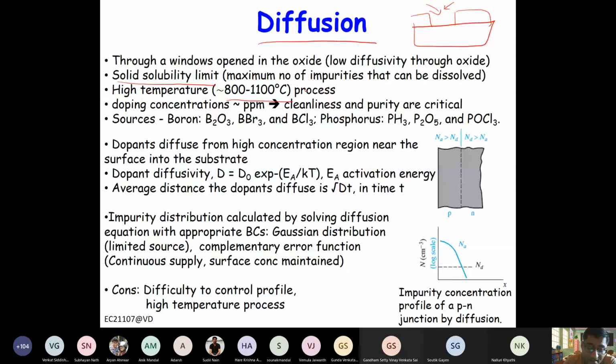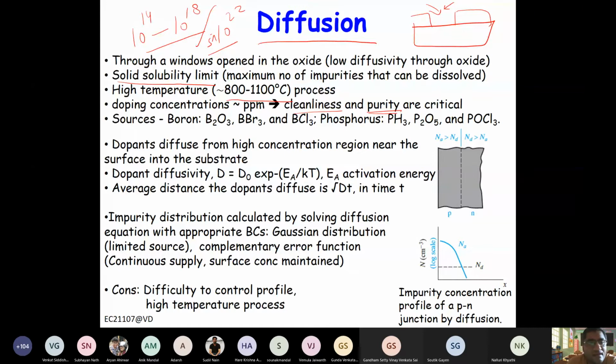Another characteristic here is the doping concentration, which ranges from 10 raised to power 14, 15 to 10 raised to power 17, 18. Now compare this with the total number of atoms, 10 to the power 22. So it's of the order of ppm, parts per million. For 1 million silicon atoms, we are injecting one impurity. That means purity is very important. Cleanliness and purity are very important, so the wafer and the source have to be very pure.